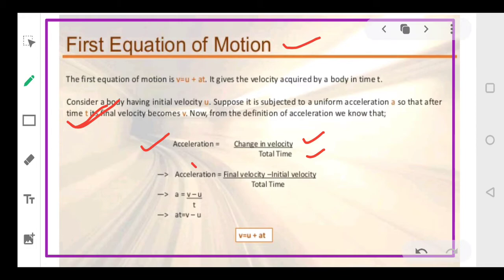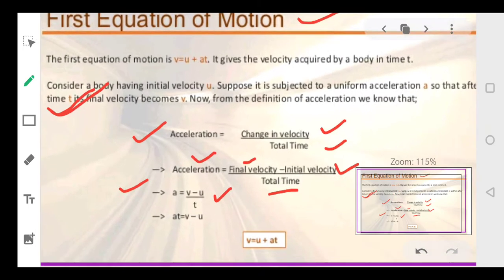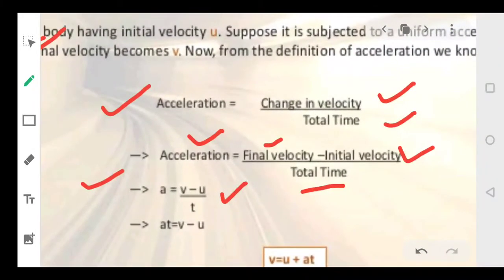So acceleration, again, we can write as final velocity minus initial velocity upon total time. Your change in velocity is equal to V minus U, that is final velocity minus initial velocity. Okay everyone? So mathematically we can write A is equal to V minus U upon T, isn't it students?